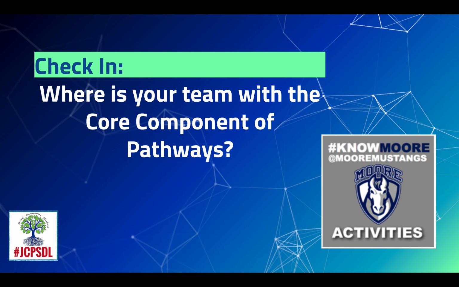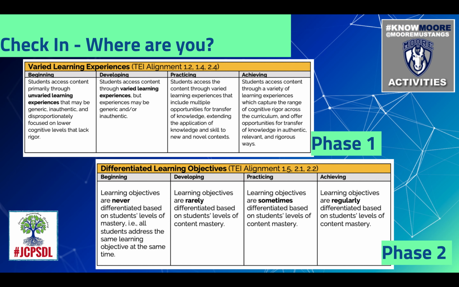We want you to think about where your team is with the core component of learner pathways. So let's start by looking at two phases of the learner pathway continuum. The first path deals with varied learning experiences, and the second deals with differentiating learning objectives. We know that you've been experimenting with learner playlists and giving students different varied learning experiences, but we think you can push that further, and we want you to look at that continuum, varied learning experiences, as individuals as well as a team, and say, where am I on this continuum right now with my current work, and how might I move that forward? Same with the differentiated learning objectives.